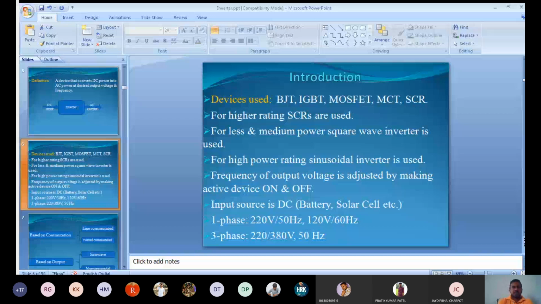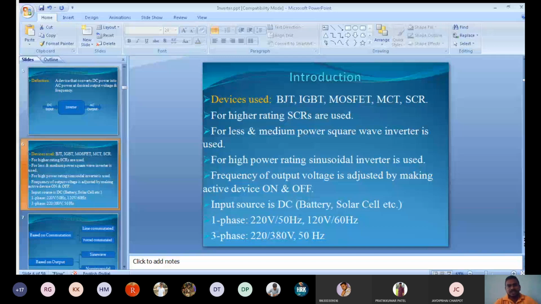The input source available is DC. It is available from a battery or solar cell, etc. The rating is this: for single phase it is 220 volt 50 hertz or 120 volt 60 hertz. Then for three phase it is 220 volt, 380 volt, 50 hertz. This is the basic introduction about it.